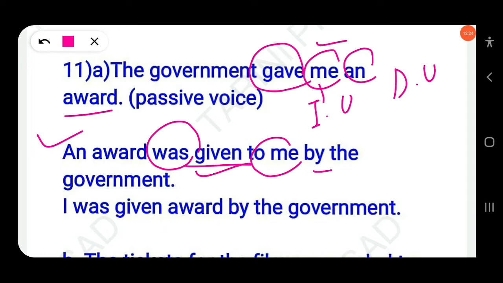Here, the first passive is written using the direct object. The second one uses the indirect object: I was given an award by the government. Clear? Two passives can be formed here as there are two objects. Okay, the next question.